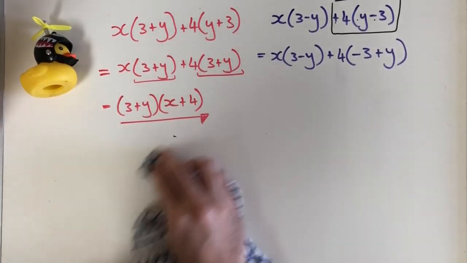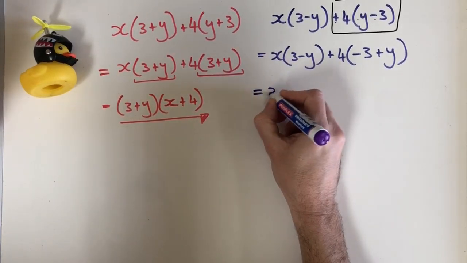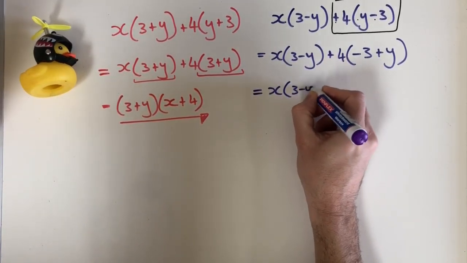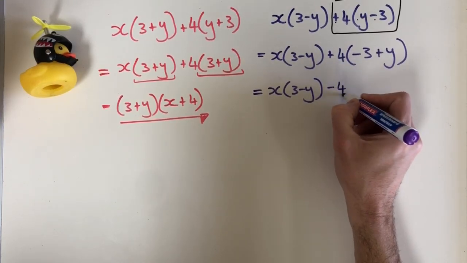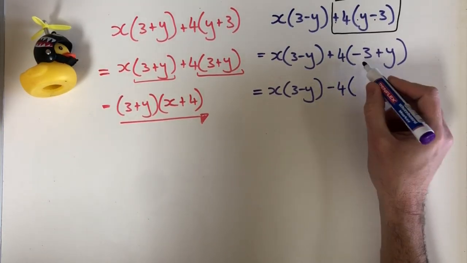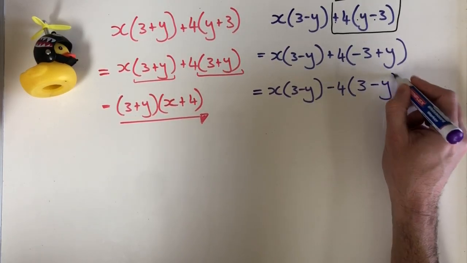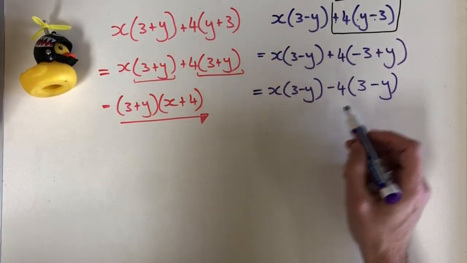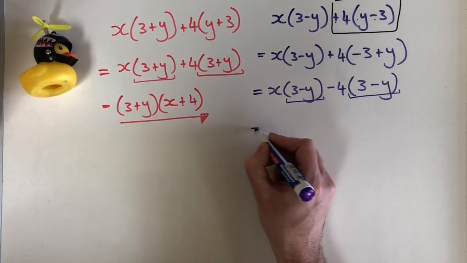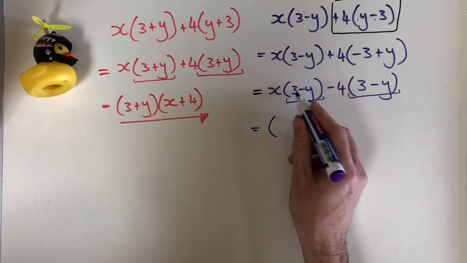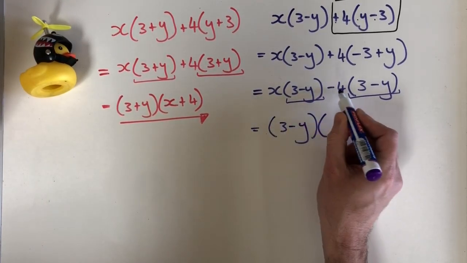So that's what I'm going to do here. I'm going to keep this part the same, x times 3 minus y, and I'm going to change the outside to negative 4. And then change all the signs on the inside of the bracket. So this becomes a 3, and that becomes a negative y. And just by that change, I can see now this is common and exactly the same as that part. So here I can take out 3 minus y, and what's left is x minus 4.